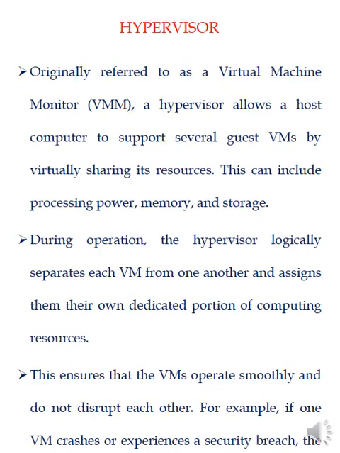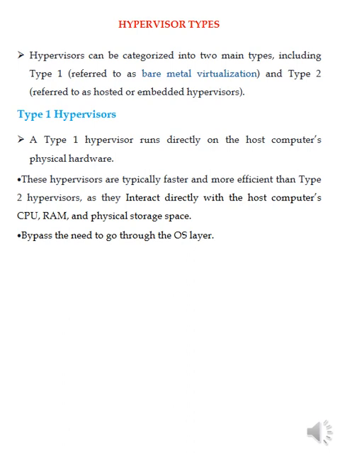Originally referred to as VMM, a hypervisor allows a host computer to support several guest VMs by virtually sharing its resources. This can include processing power, memory, and storage. During operation, the hypervisor logically separates each virtual machine from one another and assigns them their own dedicated portion of computing resources. This ensures that the virtual machines operate smoothly and do not disturb each other. For example, if one VM crashes or experiences a security breach, it can be shifted to another.